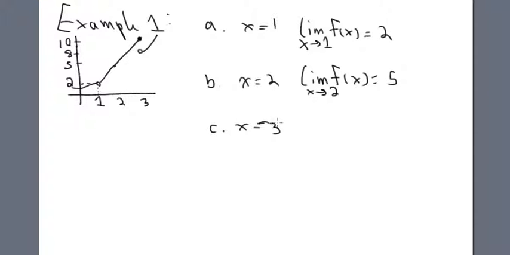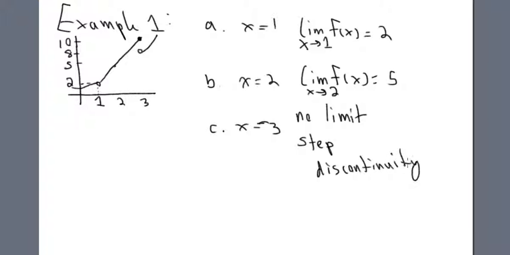Now, at 3, we have an interesting situation, because do we say it's 8 or do we say it's 10? Well, problem is we don't know. If you have a situation like this, there is no limit. It is something that we call a step discontinuity. Now, a step discontinuity is different than a removable discontinuity. A removable discontinuity lets us still have a limit. A step discontinuity does not let us have a limit, at least not in the way that we're looking at it.